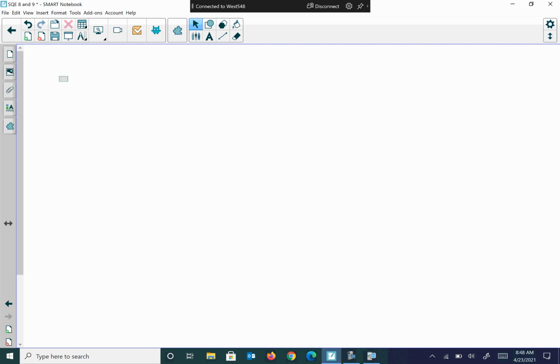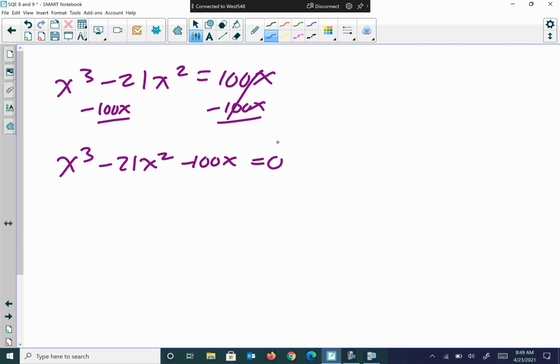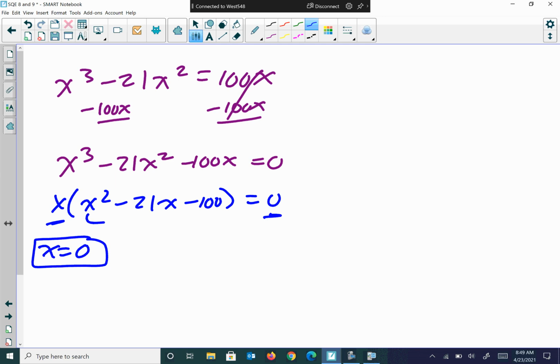All right, this is number 15. That one, right? Okay, so I'm going to move the 100x over by subtracting 100x. Those cancel, so I get x to the third minus 21x squared minus 100x equals 0. You have x in common. So this x is equal to 0 here. So there's one answer. And then I'm going to factor this.